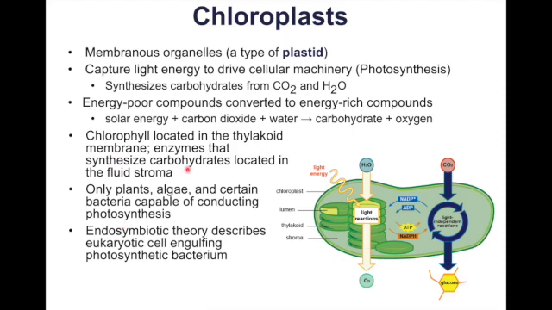So some more specifics. The chlorophyll is in the thylakoid. Enzymes are in the fluid, the actual stroma. That's this fluid here. So it's like the cytosol of the chloroplast, capable of conducting photosynthesis. And again, the endosymbiotic theory: we think that some photosynthetic bacteria was basically eaten by a proto-eukaryote and led to this construction here.